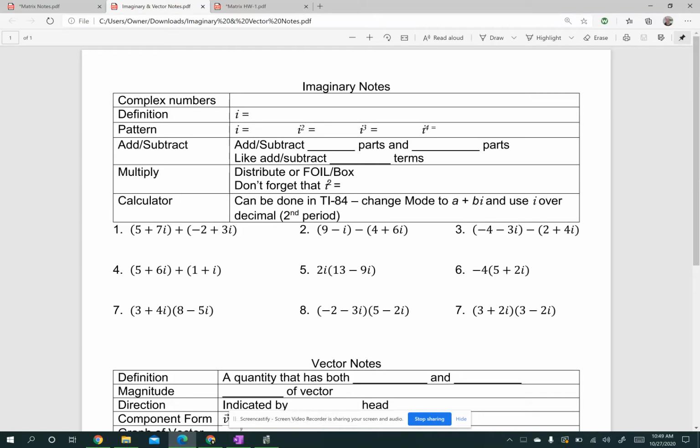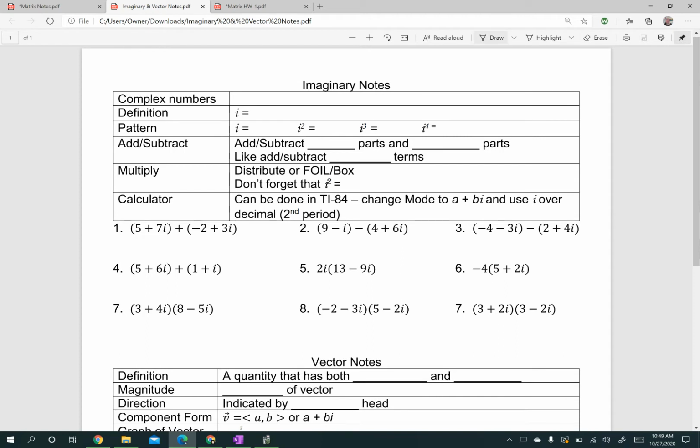All right. So the last of this ACT stuff is about imaginaries and vectors. So we're going to knock those out together. Imaginaries are basically part of the complex number system, A plus BI, where A is the real part and BI is the imaginary part.